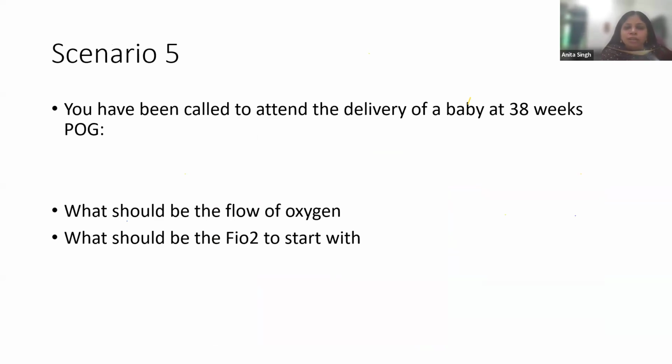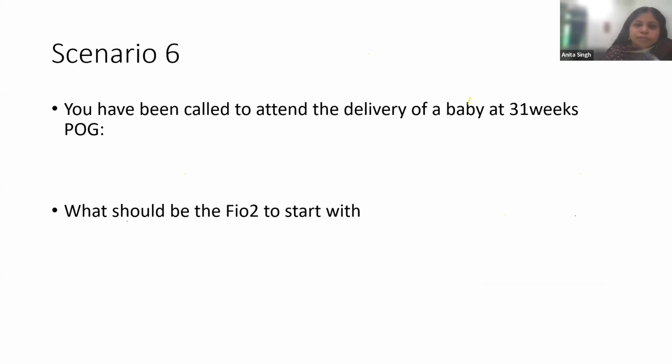So you have been called to attend the delivery of a baby at 38 weeks of gestation. What should be the flow of oxygen or blended gas, and what should be the FiO2 to start with? In a normal term delivery, it should be room air resuscitation. For more than 35 weeks of gestation, resuscitation should be started with 21%. And the flow, if required, should be set at 10 liters in the blender.